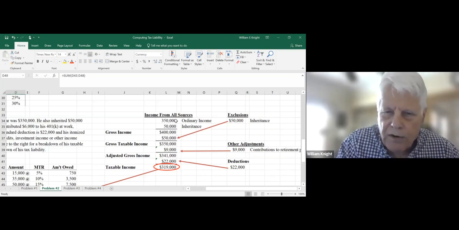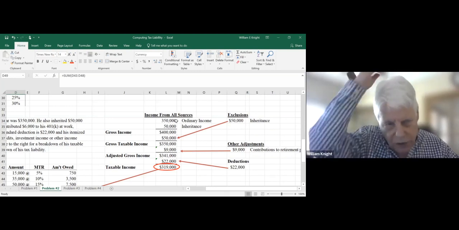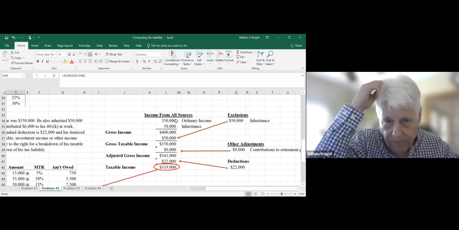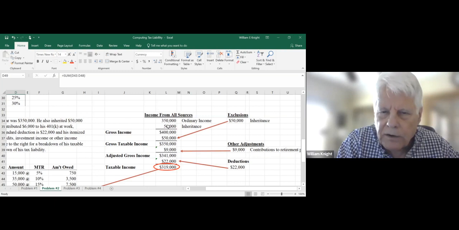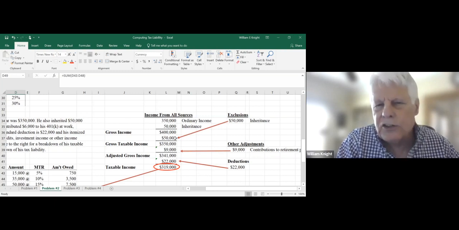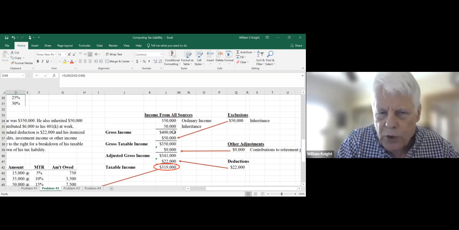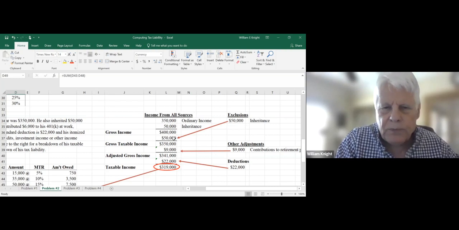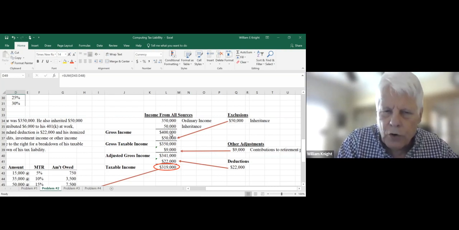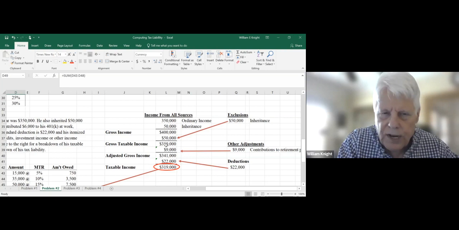So here is his $350,000, which was his ordinary income. That's what he earned from his labor. Here's the $50,000 that he inherited. So the income from all sources, $400,000. Well, that $50,000 inheritance, that's an exclusion. So we subtract that exclusion, and that, by the way, was the only exclusion that he had. We subtract that exclusion from his gross income from all sources, to get his gross taxable income.